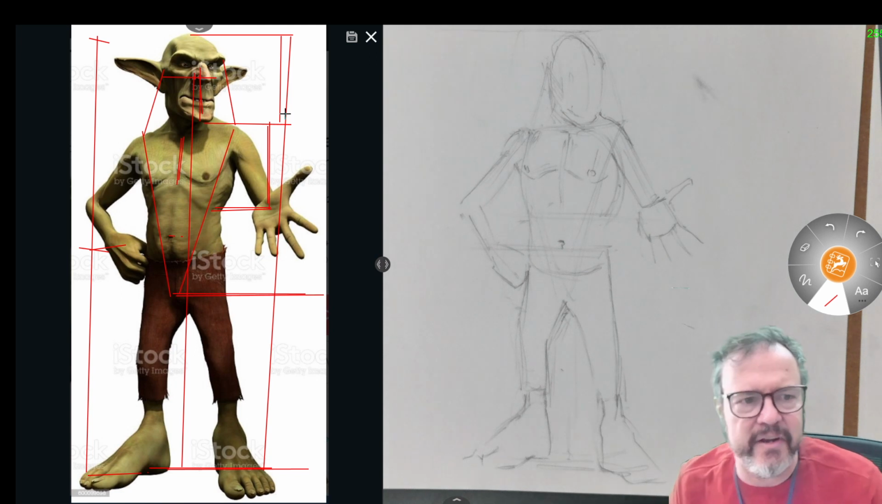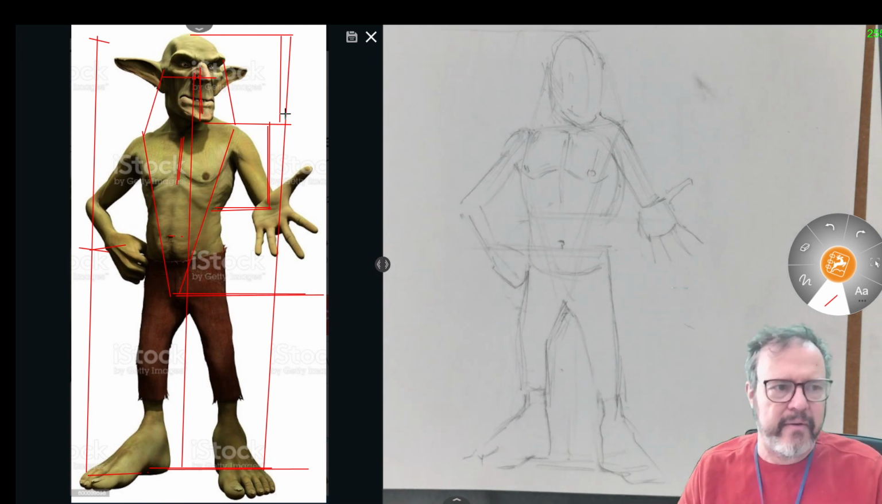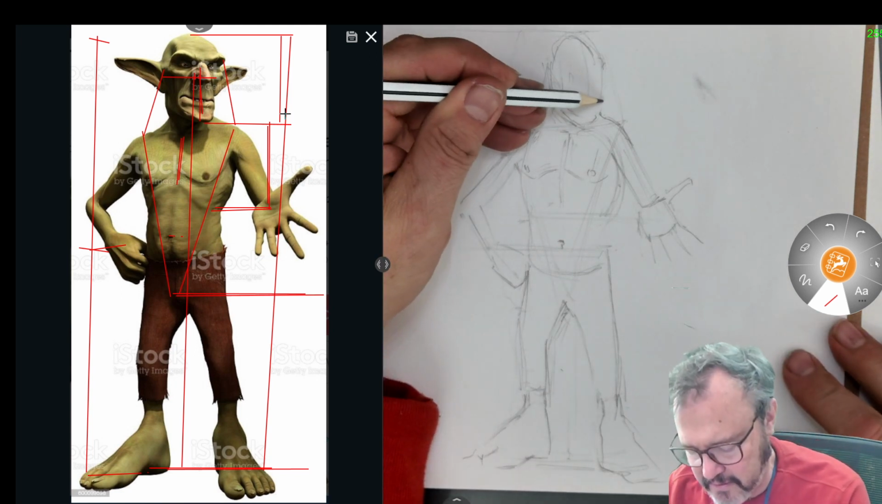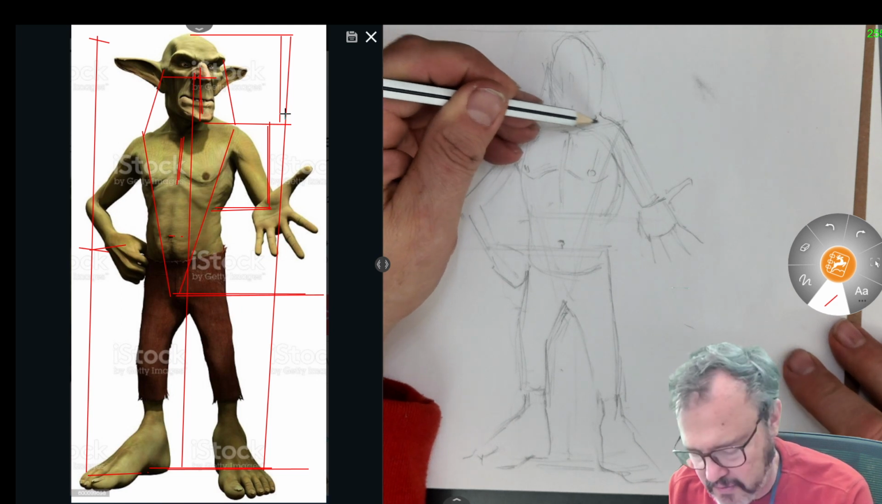At this stage in a drawing, I like to make my final... I like to do the portrait, as you know. So we're gonna.